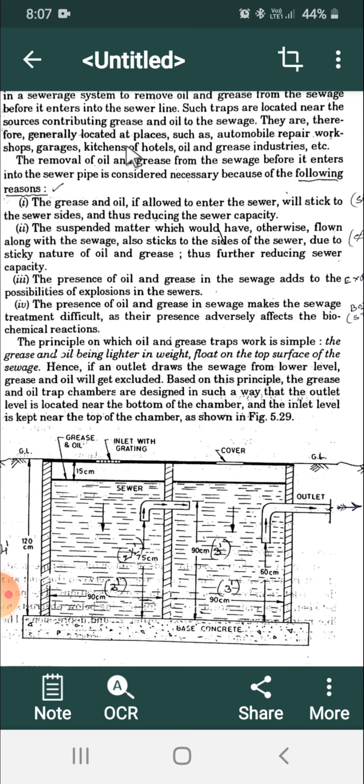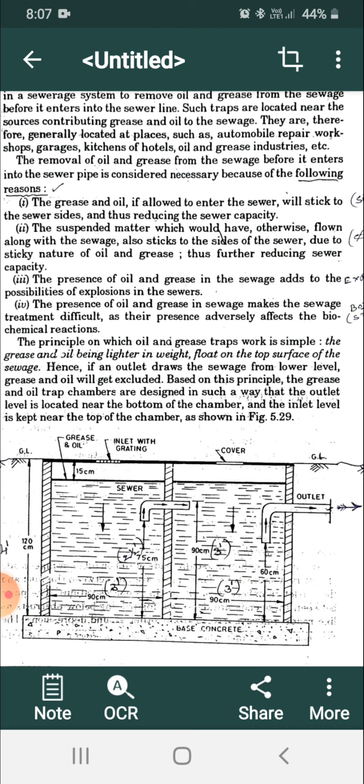station or repair works or shops or garages where oil and grease will be generating. See, that will go to the drainage, that will finally reach the sewage treatment plant. Before reaching the treatment plant, we have to construct these structures. Why? To separate oil and grease. See, this will create a lot of problems in the treatment plant. Which one? These oil substances. That is why we are going to remove them before they reach the sewage treatment plant.